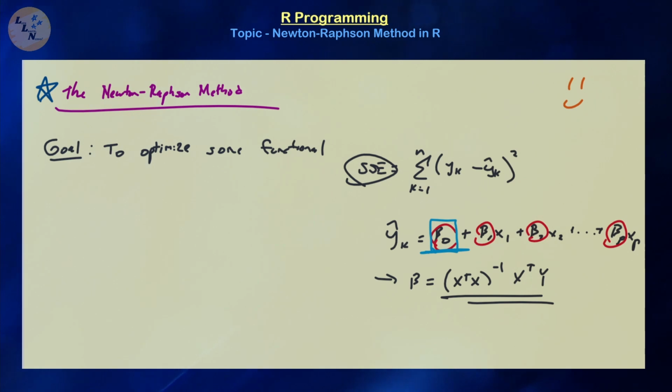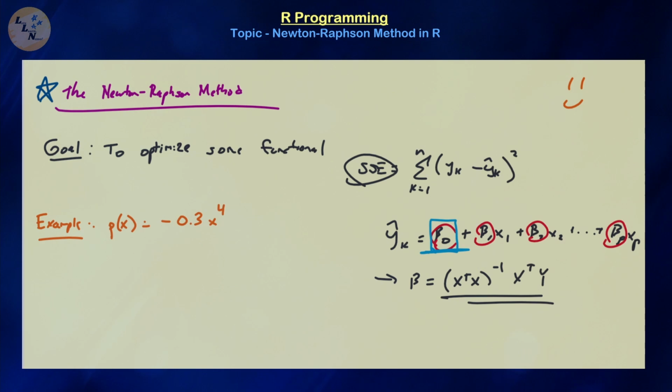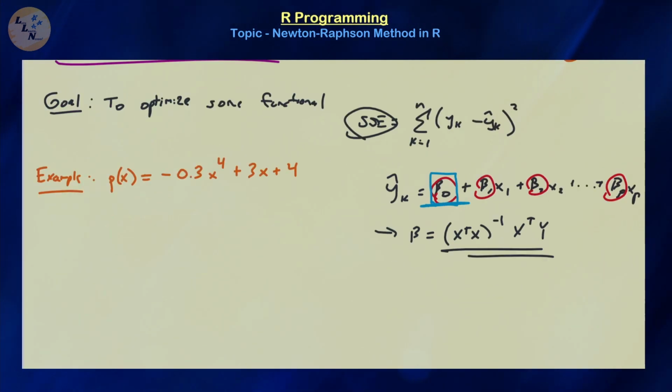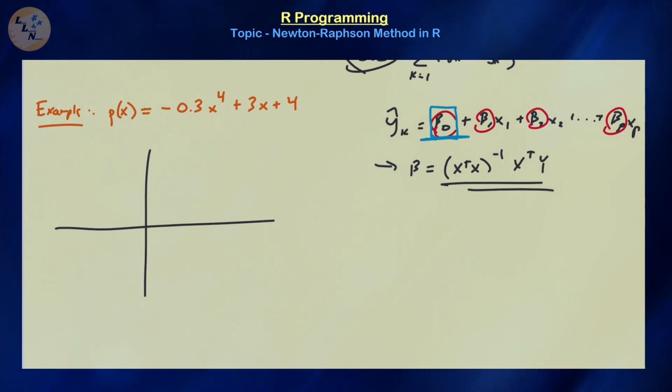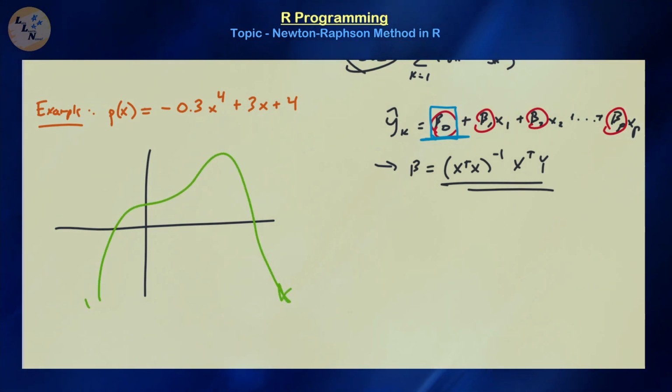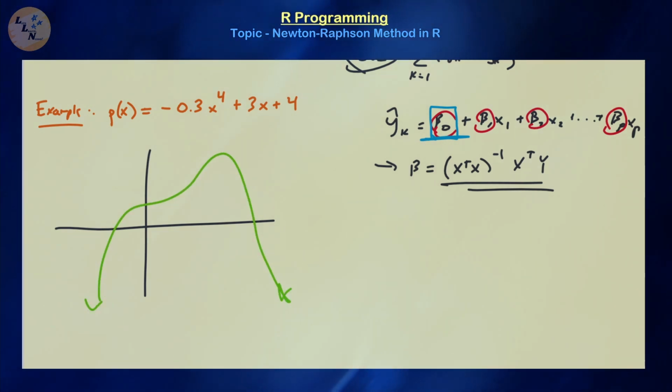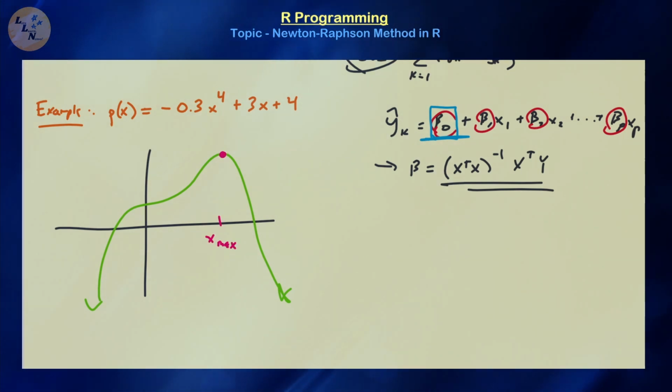So let's just use a very basic example to optimize. Let's choose the polynomial p of x is equal to negative 0.3 x to the power of 4 plus 3x plus 4. If you may remember how to graph this from pre-calculus, at least to some degree, you should know that the graph of this function is going to have a shape similar to this. So our goal is to find the x value associated to this maximum value of p, i.e. we seek to optimize this function.